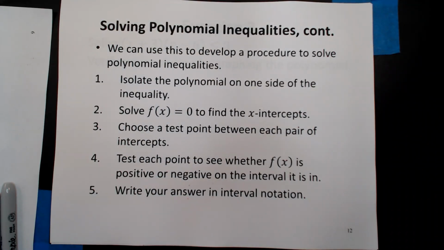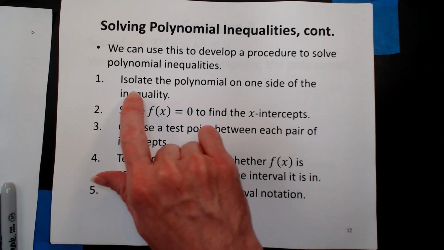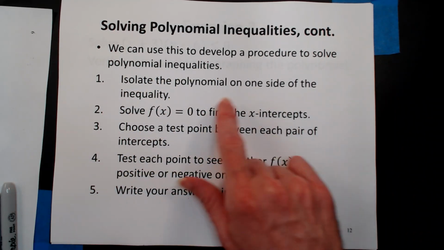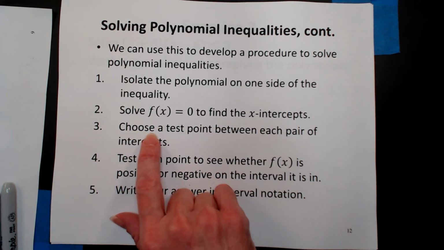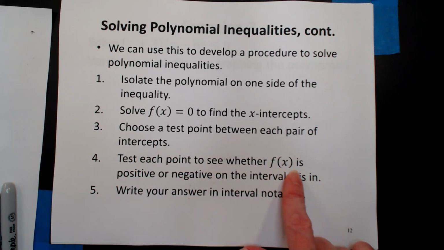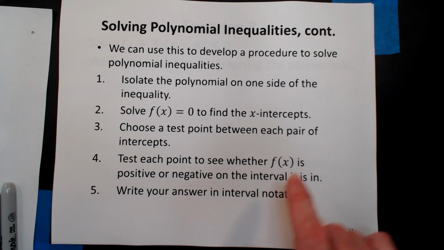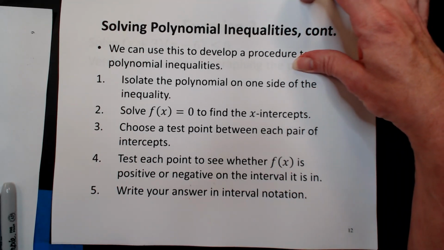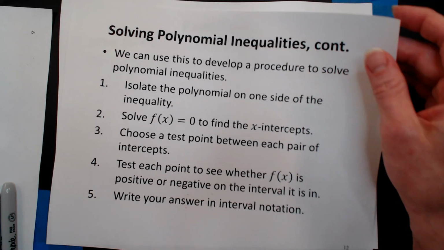So when solving polynomial inequalities, we can use this to develop a procedure. We isolate the polynomial on one side of the inequality, solve f of x equals 0 to find the x-intercepts, choose a test point between each pair of intercepts, test each point to see where f of x is positive or negative in the interval it is in, and write your answer in interval notation. So, go for this one.